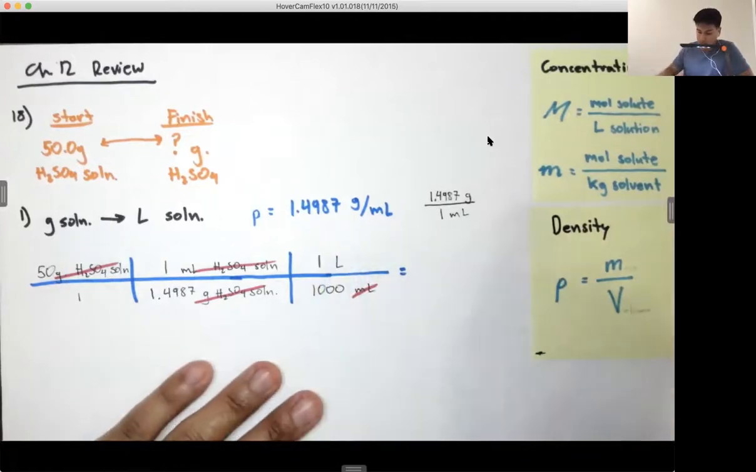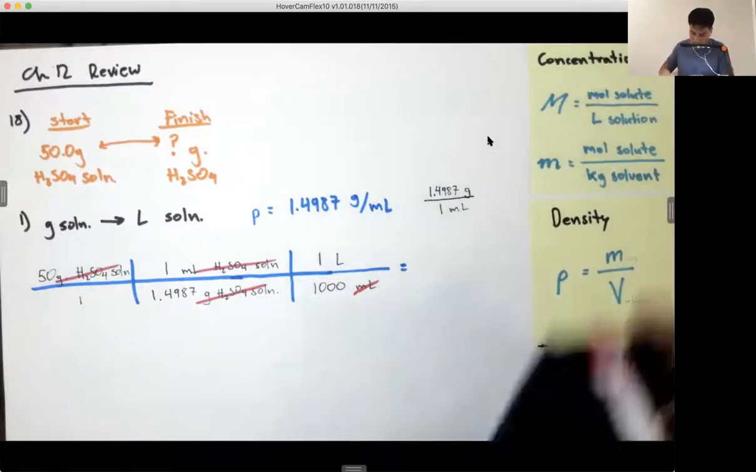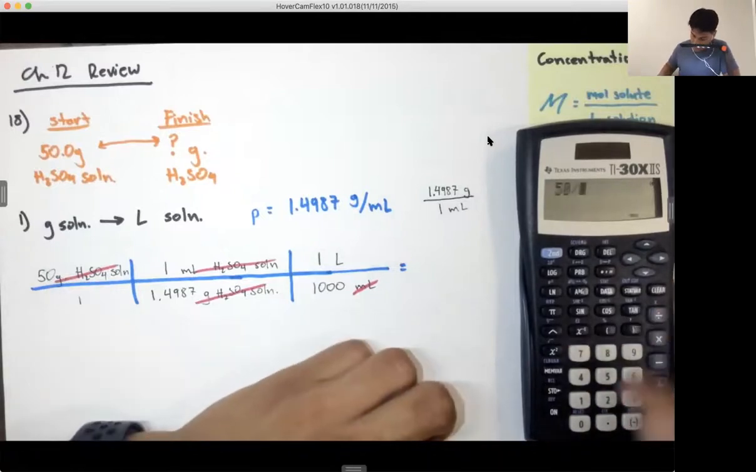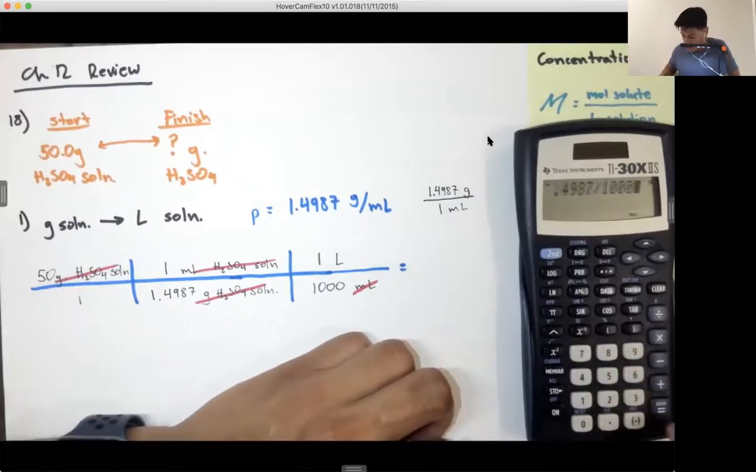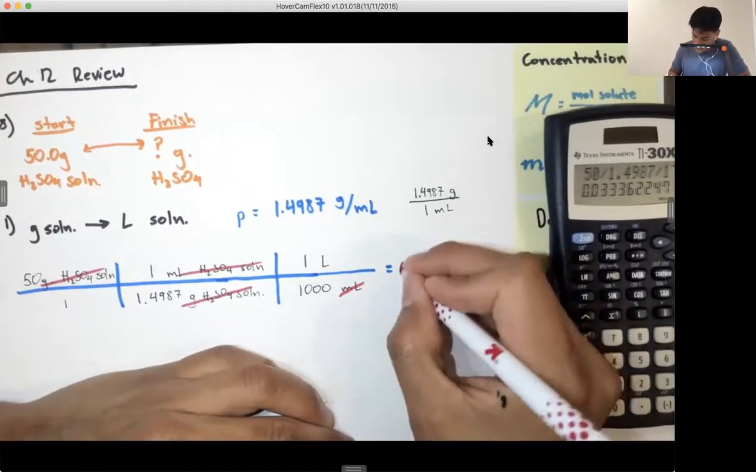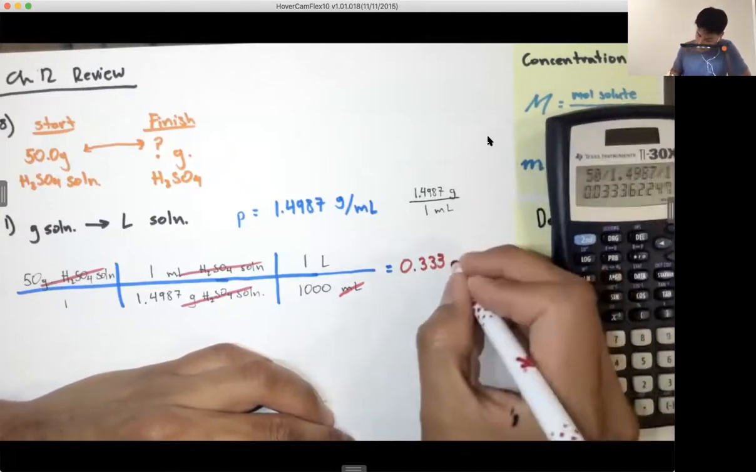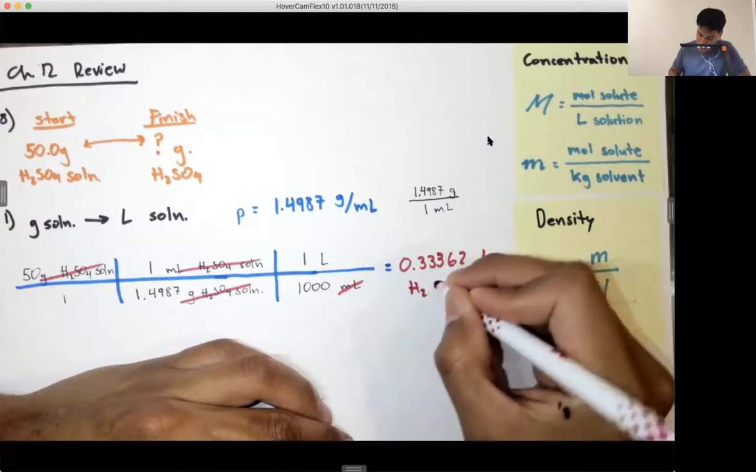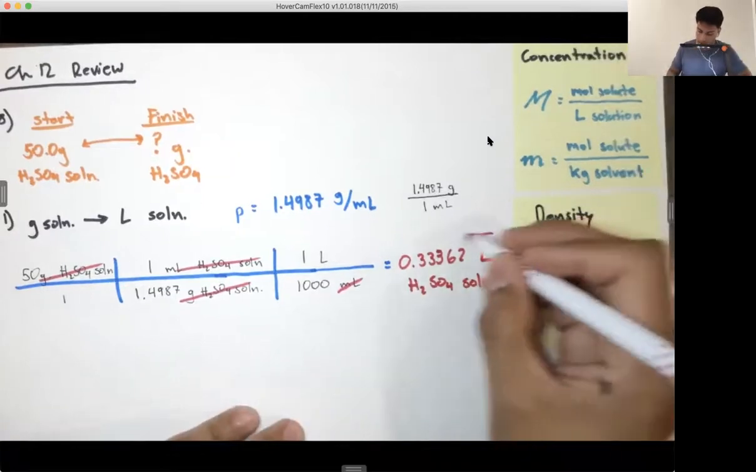All right, so now we have liters of solution. Let's go ahead and just use our calculators to figure this out. And please be doing this with me as I'm doing it. So I have 50 divided by 1.4987 divided by 1,000. I work that out and I get 0.0333, 6.2, and I think that's enough. 6.2 what? Liters of H2SO4 solution. So that's what I have so far.